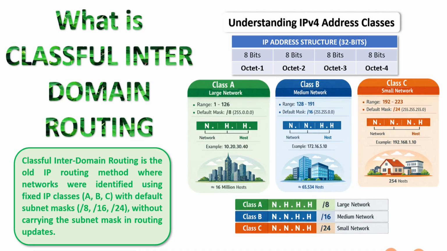How can we identify a class from its range? You can identify class A from its range. Its range starts from 1 to 126, and 0 and the last, 127, are reserved, right? 0 for host, and the last IP is for broadcast. Its default subnet mask is /8, right? If you calculate, 32 minus 8 gives 24 host bits, and the mask is 255.0.0.0, right?